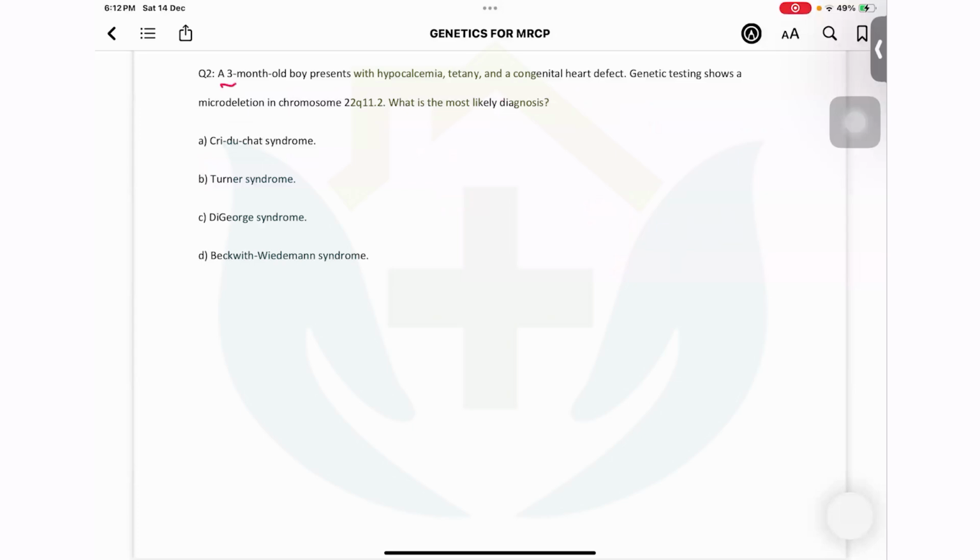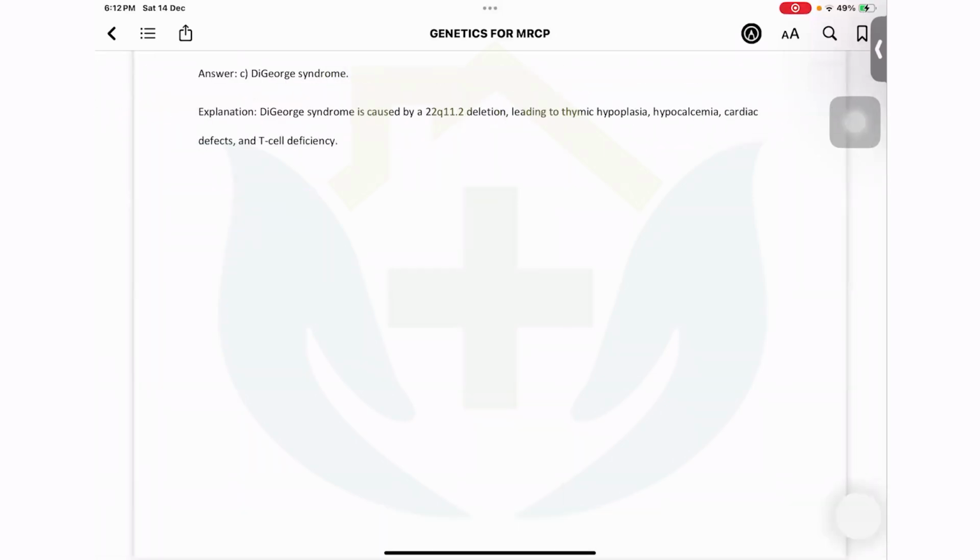A 3-month-old boy with hypocalcemia, tetany, and a congenital heart defect. Genetic testing shows microdeletion in chromosome 22, long arm, 11 segment, second base. What is the most likely diagnosis? Cri-du-chat, Turner, DiGeorge, or Beckwith-Wiedemann? So this is classical DiGeorge syndrome.